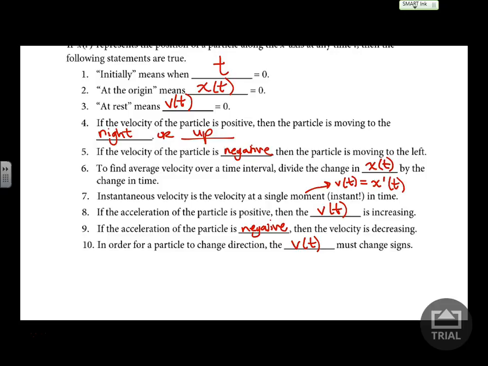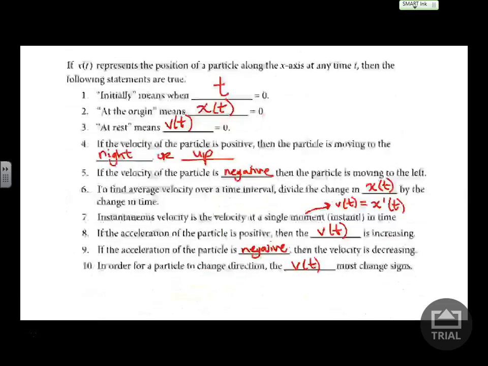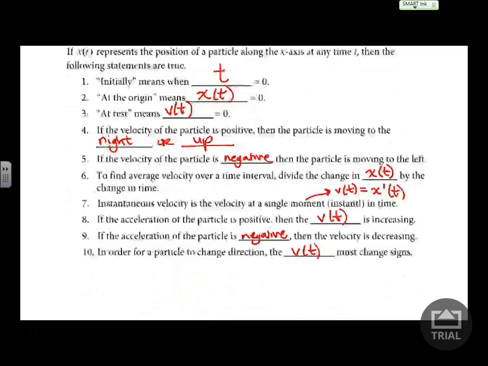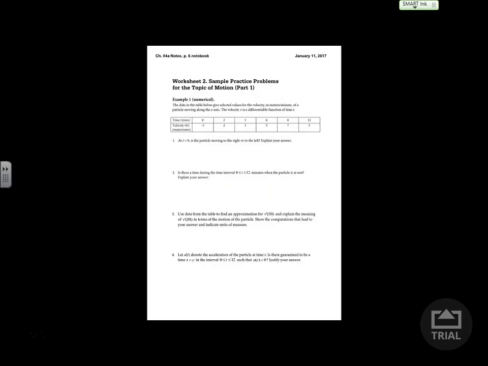Why? Well, because we can tell up here, if velocity is positive, then the particle is moving to the right. If velocity is negative, then the particle is moving to the left, etc. Well, if that's true, then the only way to change direction is if the velocity changes signs. Now, you guys technically have a number 11, but for our purposes for today, we're going to skip number 11, but let's go ahead and peek at the examples that come next.